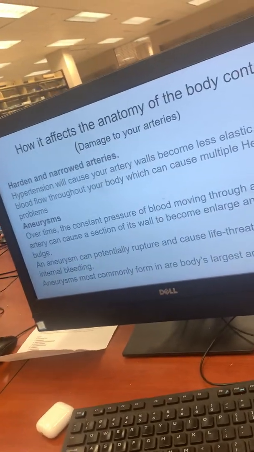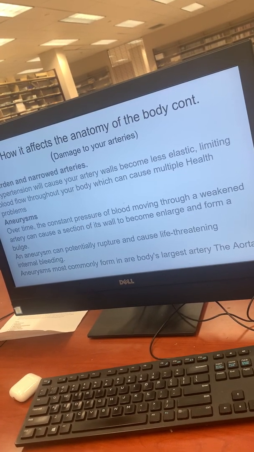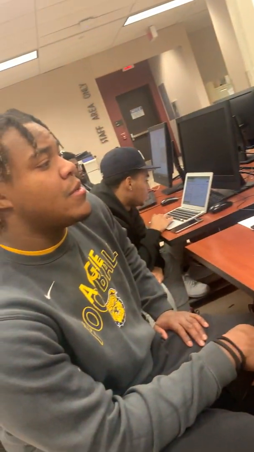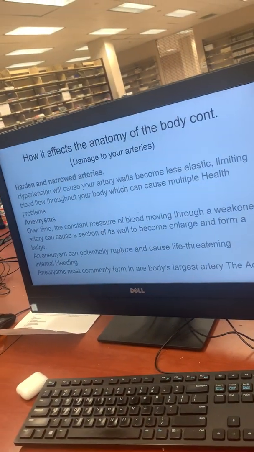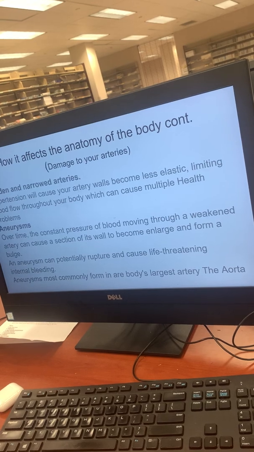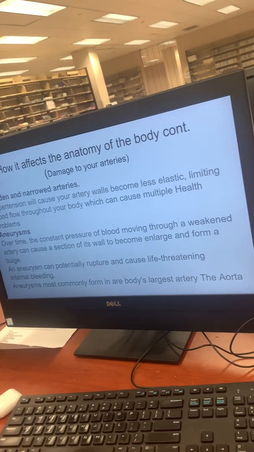Over time, the constant pressure of blood moving through a weakened artery can cause a section of its wall to become enlarged and form a bulge. An aneurysm can potentially rupture and cause life-threatening internal bleeding. Aneurysms most commonly form in our body's largest artery, the aorta.